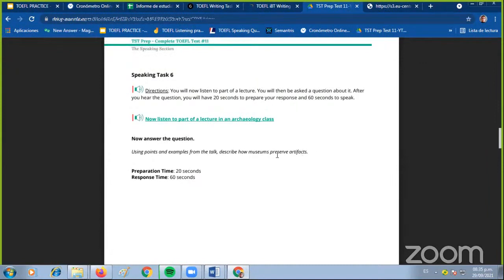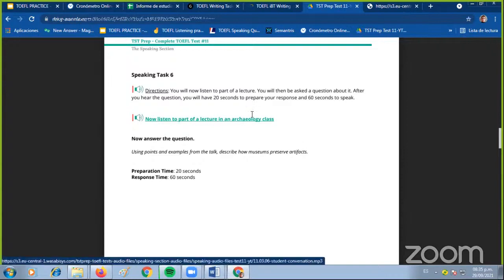Okay, I have to describe the way they preserve artifacts. The lecture mentioned 2 ways, okay? In one way, they do this, okay? You can mention examples, some points, okay? The following way is the following, okay? 1 point, 1 example, and that's it. 1 minute to do that, okay? So work on that. Okay, teacher, thank you.